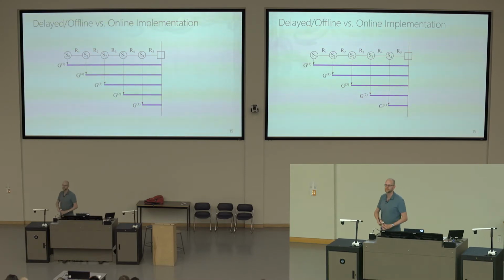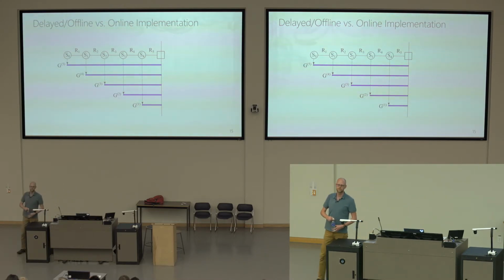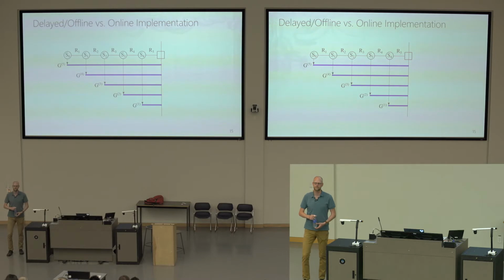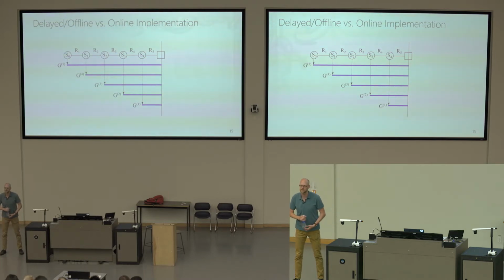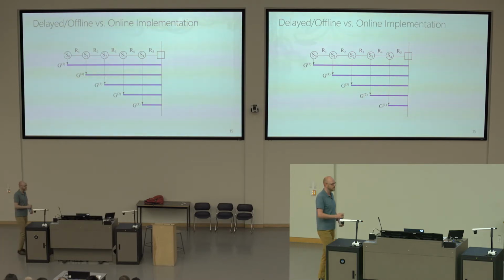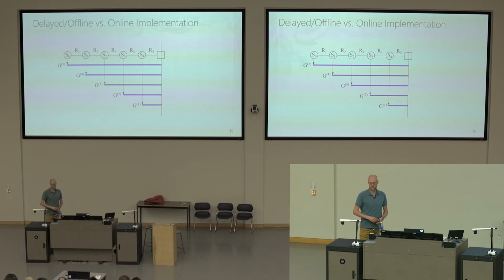Yes? If true online TD is doing Monte Carlo returns eventually, wouldn't it have high variance? If you're doing Monte Carlo updates eventually with traces, why doesn't it have high variance like Monte Carlo? Well, that's a very good question.